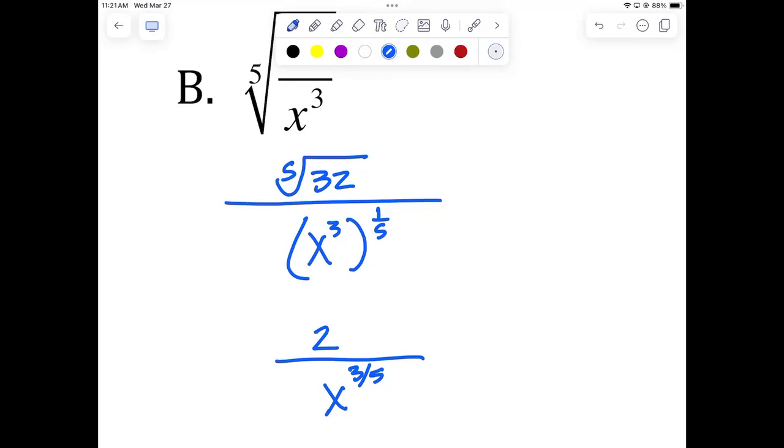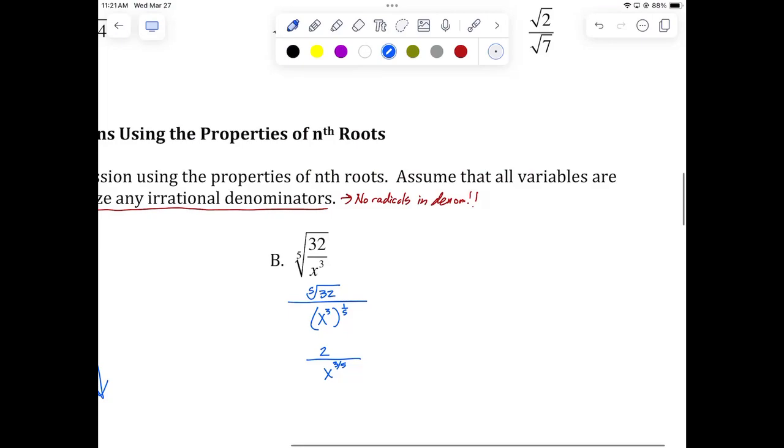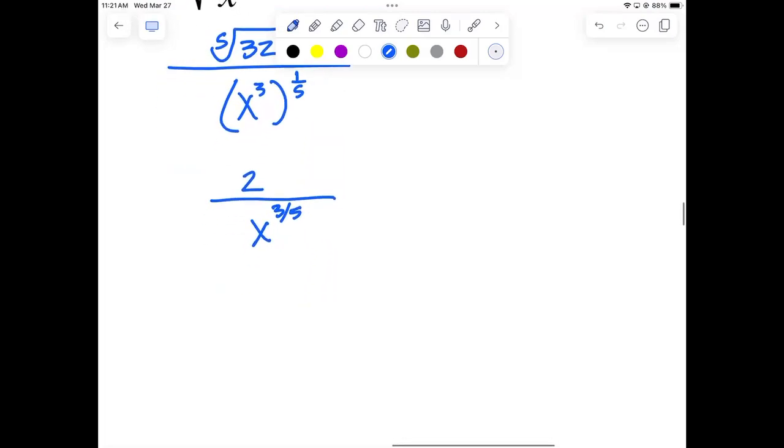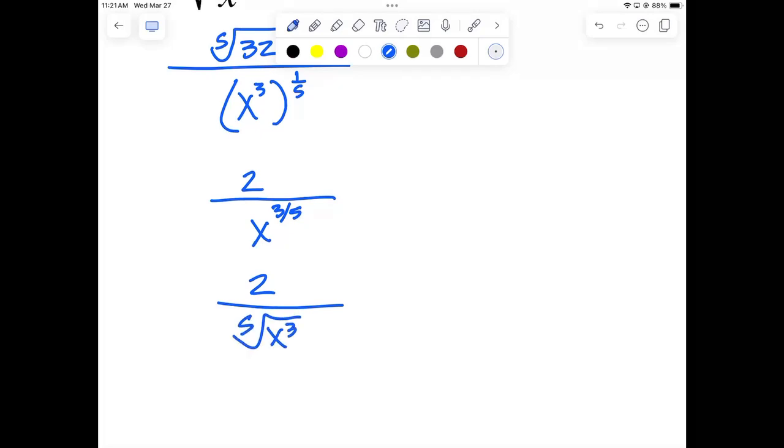Now, this is where it gets kind of tricky. It says no radicals in the denominator. Do we have a radical in the denominator? We do. It's in disguise, though, isn't it? Just like when I do this, you're like, where did Mr. Korpi go? And I'm like, it's me. It's just a fake mustache, right? I'm just in disguise. This is the same as 2 over the 5th root of x cubed.